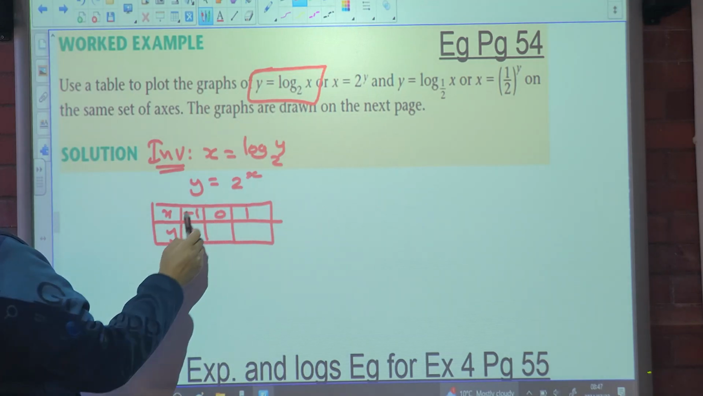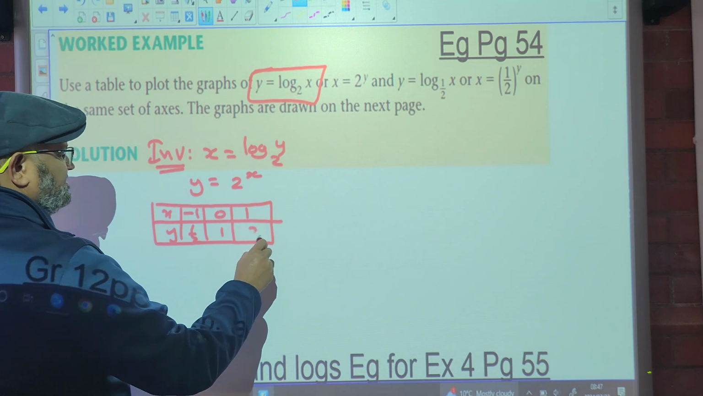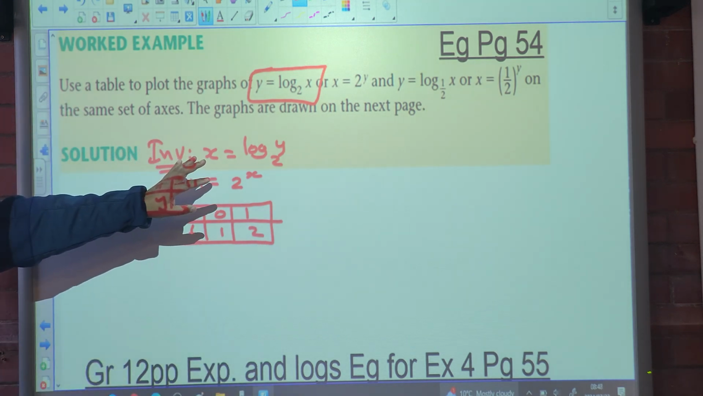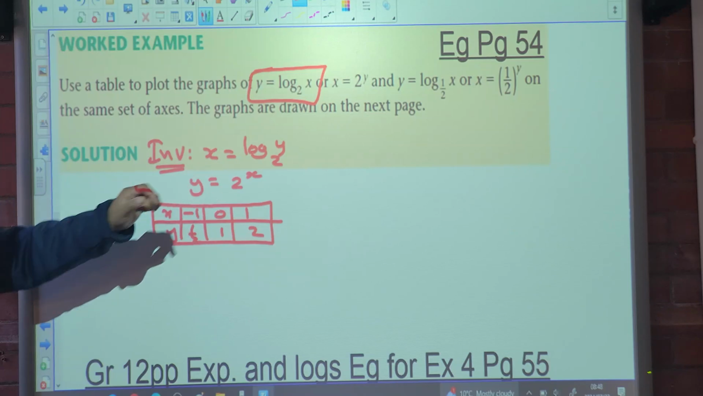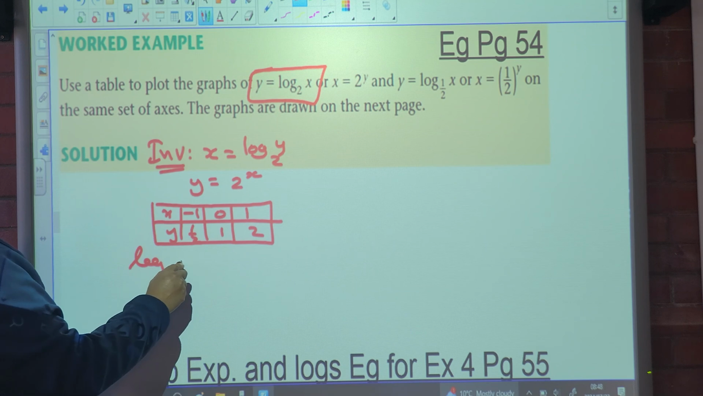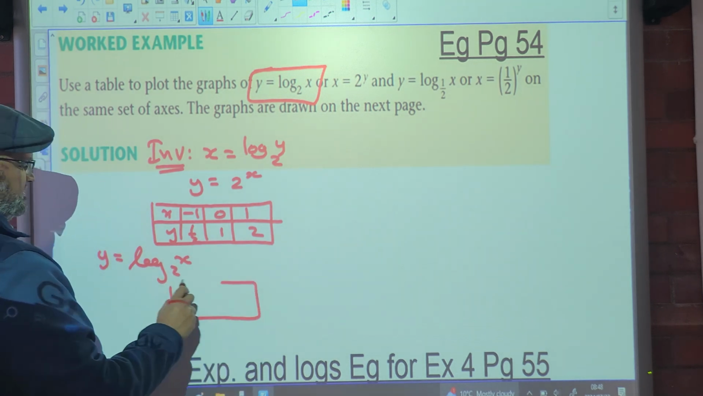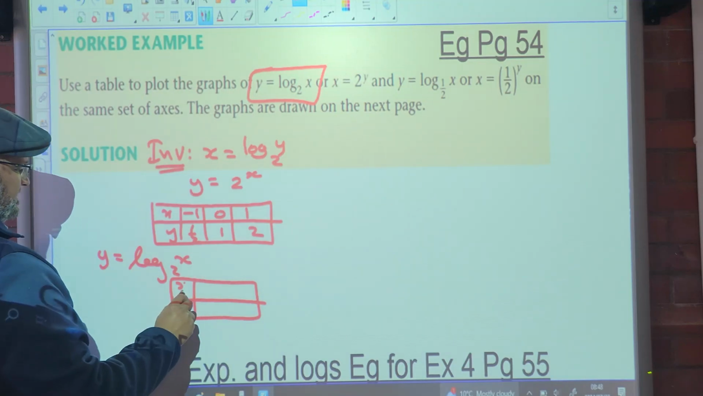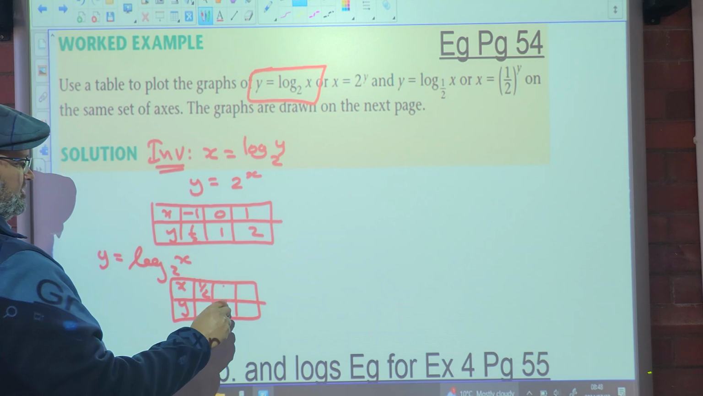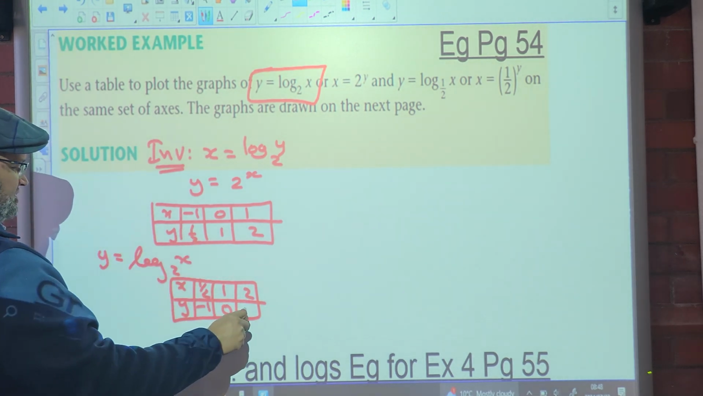If I put minus 1 in here, I get... put 0 in, I get 1. Put 1 in, I get 2. But what's the question to draw this graph? So the graph I must be drawing is the log x base 2 graph, which is x and y. It's going to be a half, 1 and 2, minus 1, 0 and 1. So that's the graph.